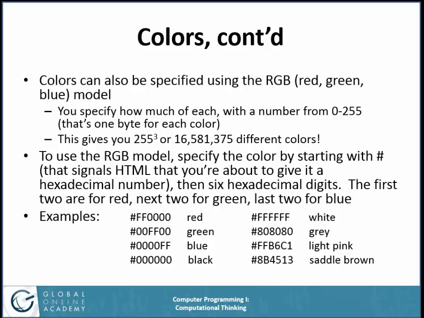We change those numbers to hexadecimal and we string them all together. The biggest number you can get in 1 byte of hexadecimal is FF. That's the number 255. The smallest is 00. That's the number 0. So this one, FF0000, says all the red, none of the green, none of the blue. That's the color red. Here's the color green. Here's the color blue. None of anything gives me the color black. All red, all blue, all green gives me white. Half of each gives me gray.